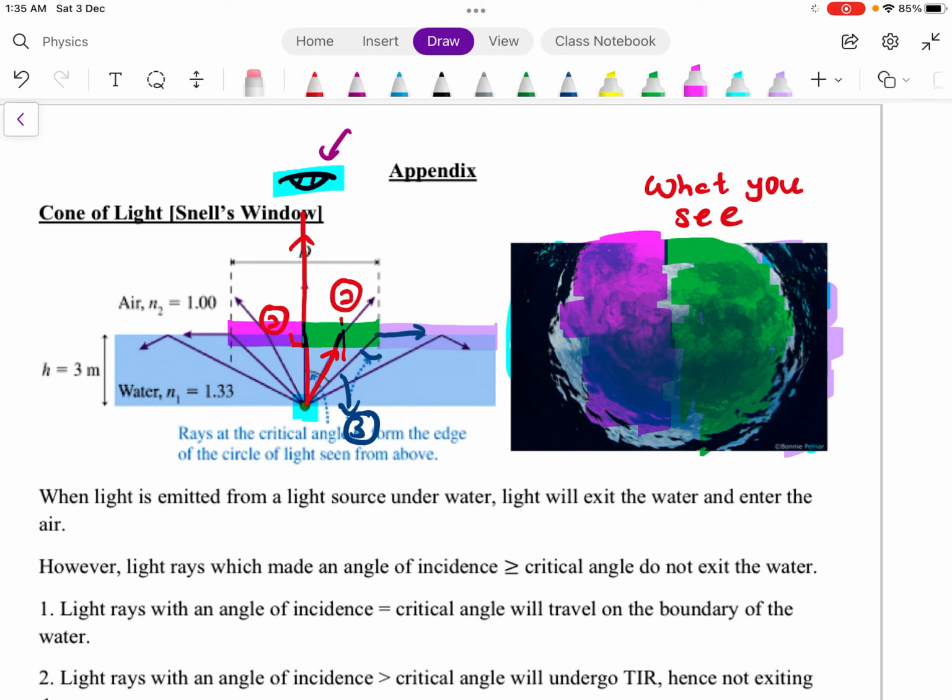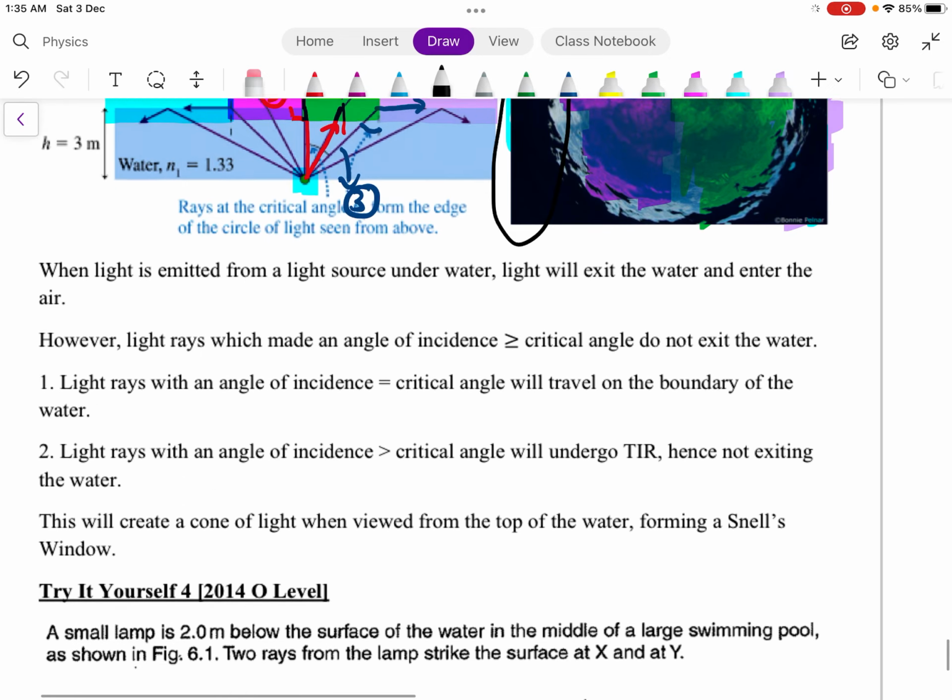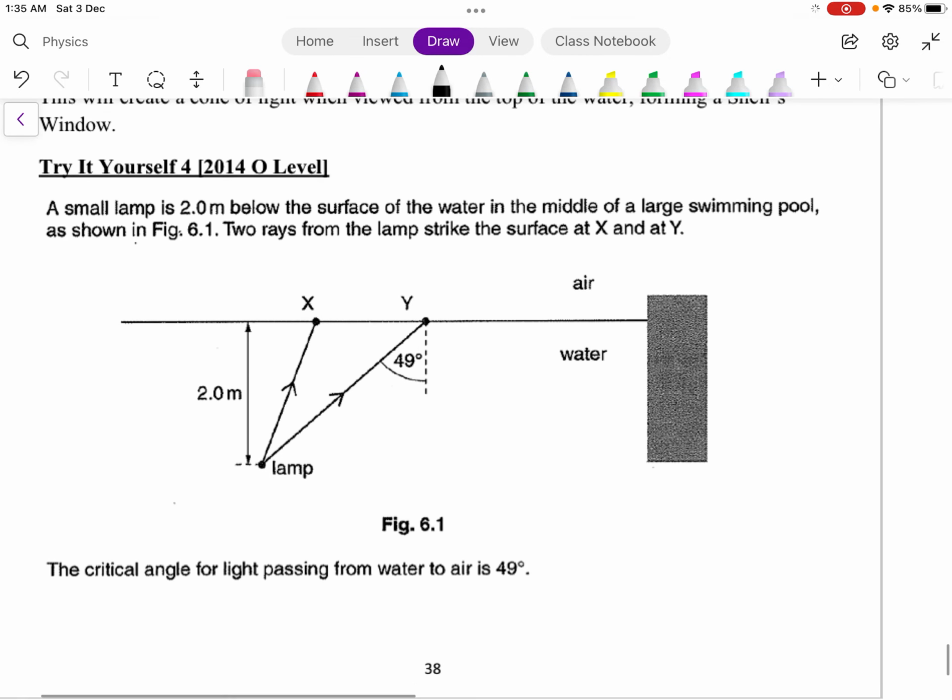So beyond the pink colored part is actually this part. So this part is this part. Alright, so that is the idea of Snell's window. Just take note of how the light rays will cause a cone of light forming out of the water. Okay, so let's take a look at this trial question itself.